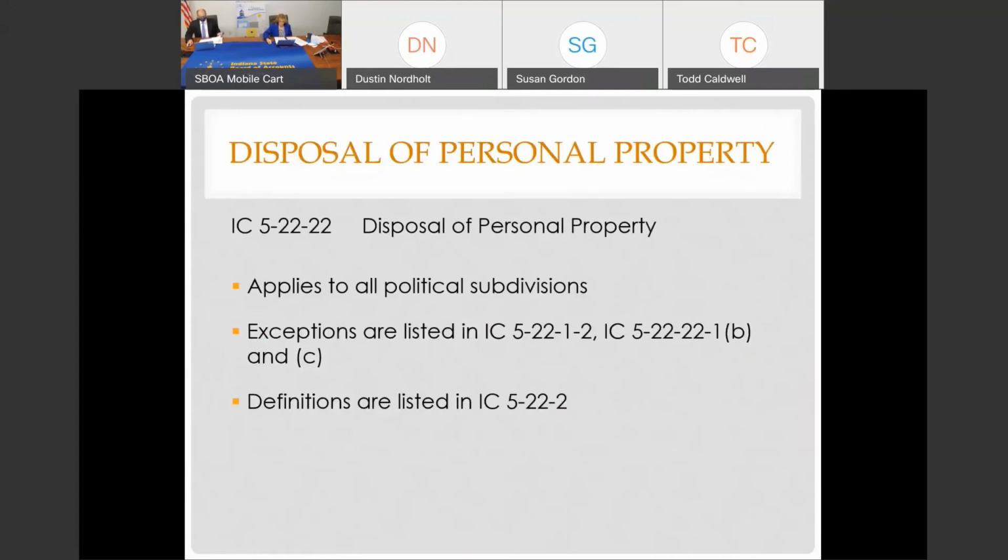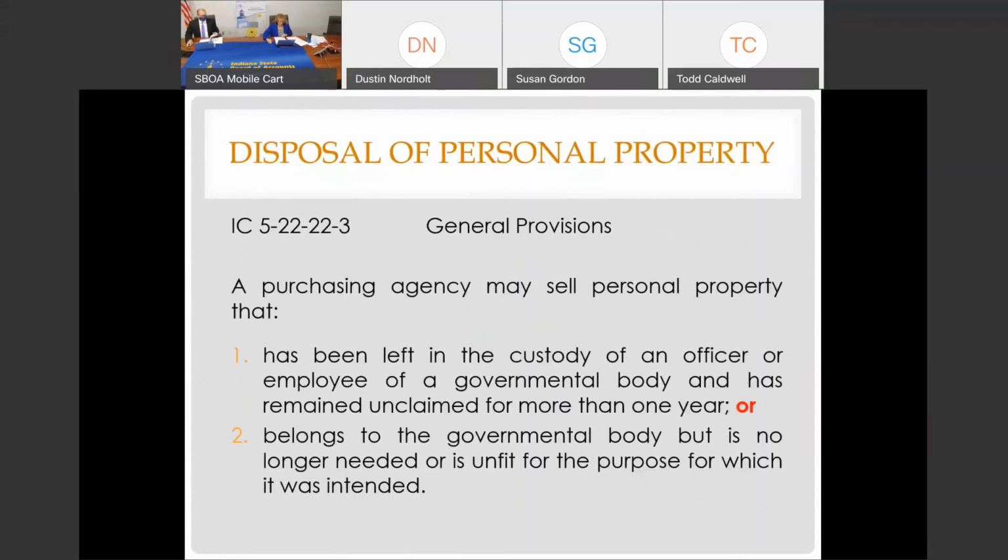And I have references for the exceptions that are listed in the statute, those 23 exceptions, and then there are definitions listed in 522.2 as well, so you would want to take a look at those. When it talks about a disposing agency, that would be council, and when they talk about a disposing agent, it would be an individual authorized by council to act on their behalf.